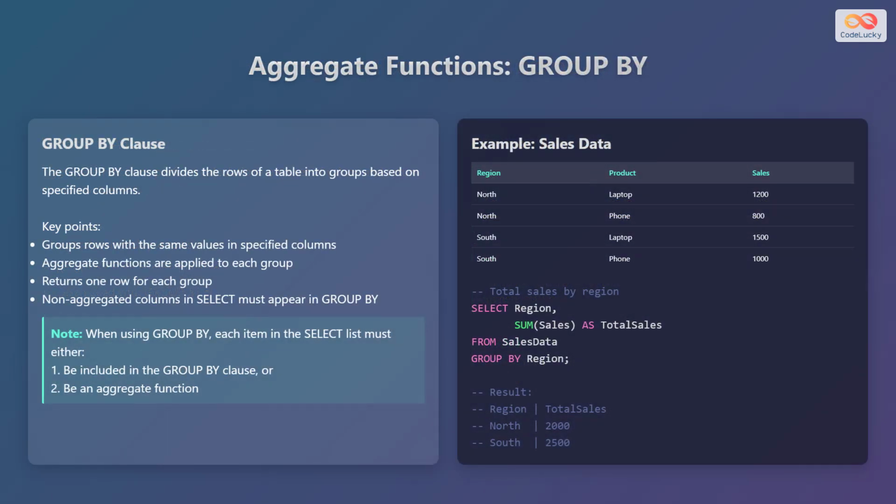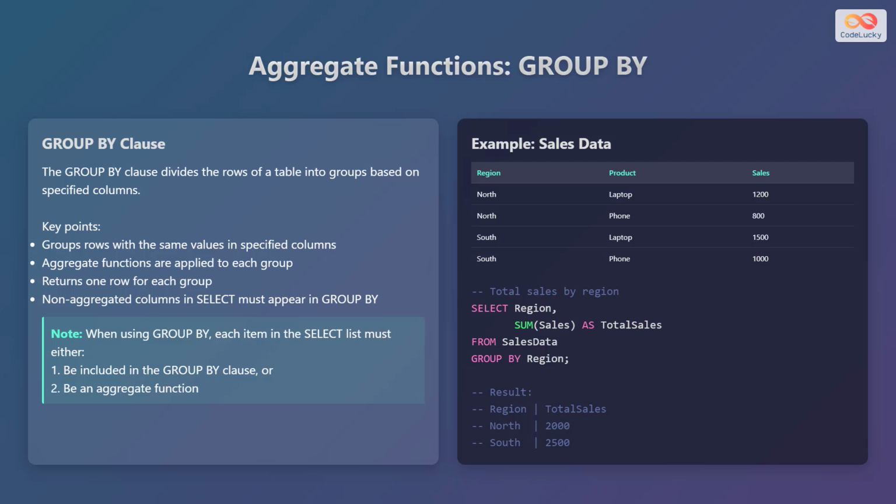The GROUP BY clause divides the rows of a table into groups based on specified columns. It groups rows with the same values in specified columns, and aggregate functions are applied to each group. The GROUP BY clause returns one row for each group. Note that non-aggregated columns in the SELECT statement must appear in the GROUP BY clause. When using GROUP BY, each item in the select list must either be included in the GROUP BY clause or be an aggregate function.